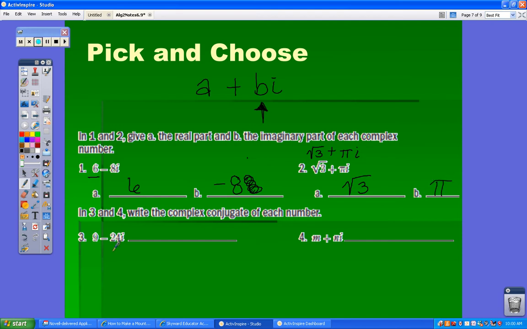They want the complex conjugate of 9 minus 24i. That's just to change the sign of the imaginary part, 9 plus 24i. It is not the opposite. A conjugate is not the opposite, so be careful with that. It's a special number that gets rid of the imaginary part. It's not the opposite. Okay, so this would be m plus ni. The complex conjugate is m minus ni.